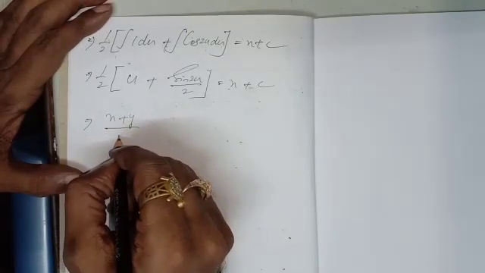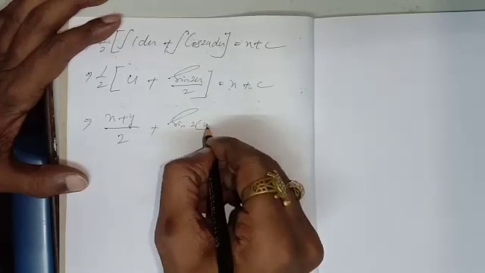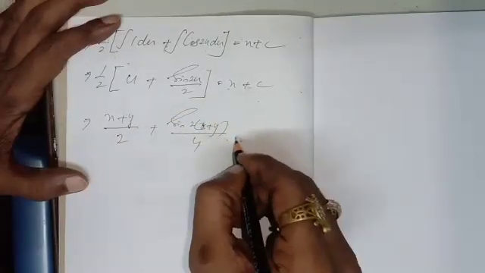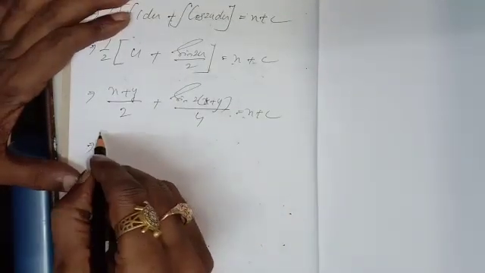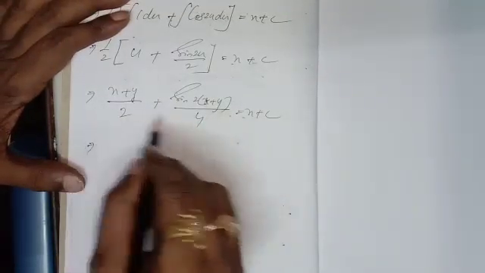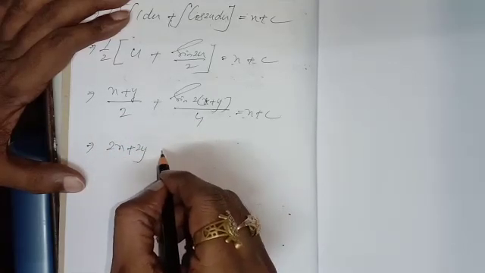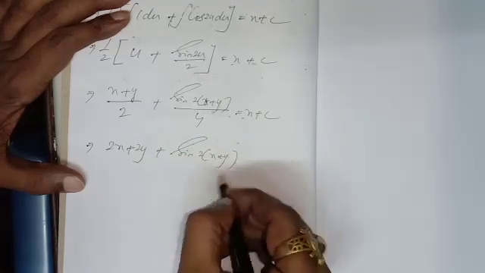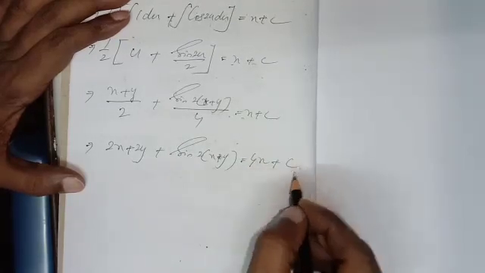Otherwise, keep it like this. (x plus y) by 2 plus sin 2 into (x plus y) by 4 equal to x plus c. After that, taking LCM 4, this will be 2x plus 2y, and this will be sin 2 whole into (x plus y) by 4. Four you take that side, this will be 4x plus 4c, means another constant you can write.